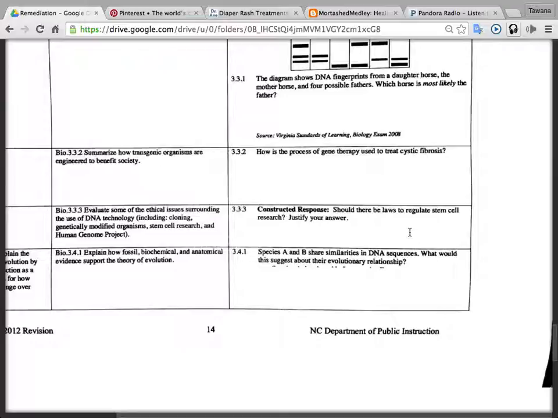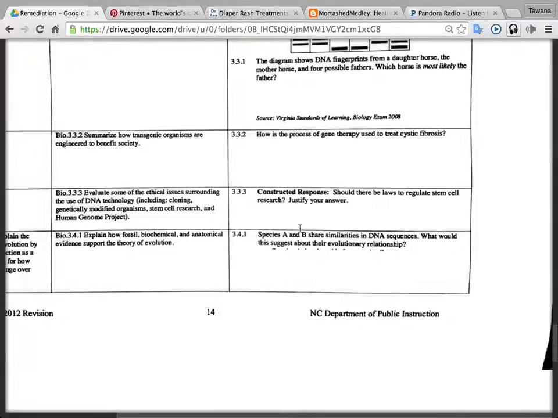Should there be laws to regulate stem cell research? Again, this is just a constructed answer. There's no right or wrong answer. This is this whole thing, people not wanting biotechnology to exist. Some people say that it's good. You would just have to pick out the best justified answer. It can't just be, yeah, they should do it because we can. If there's an answer within the choices, you should be able to pick out the best one.